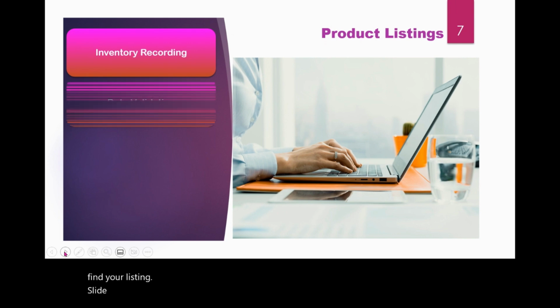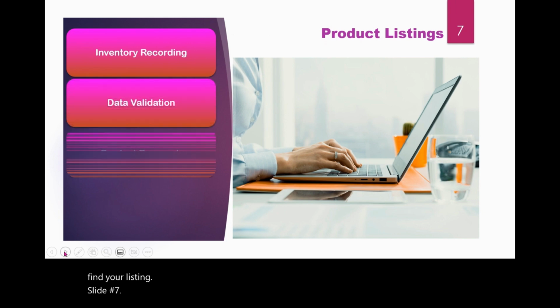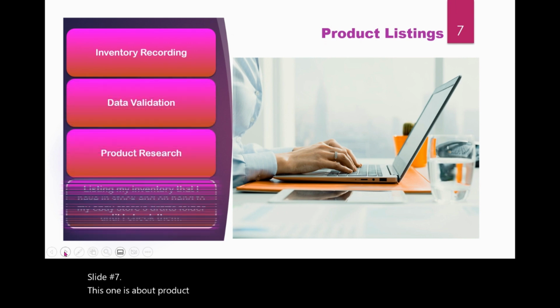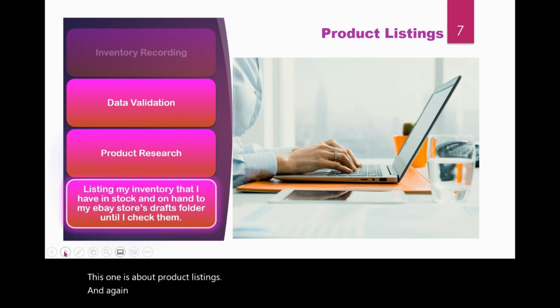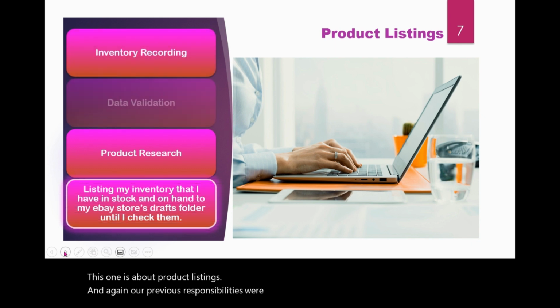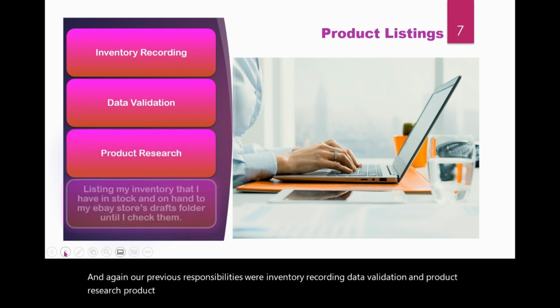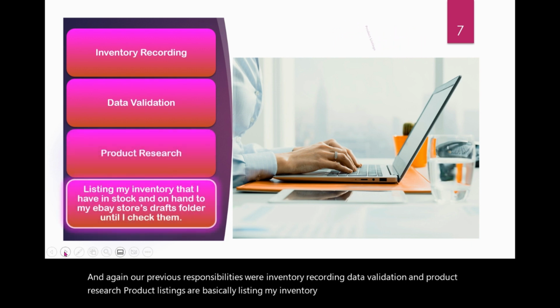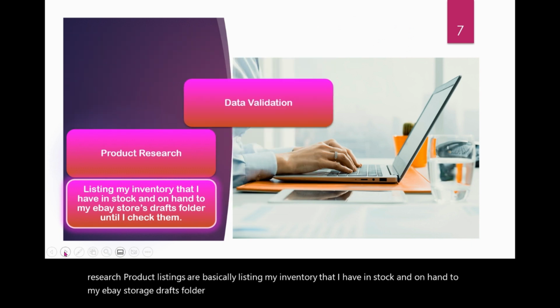Welcome to slide number 7. This one is about product listings. Again, our previous responsibilities were inventory recording, data validation, and product research. Product listings are basically listing my inventory that I have in stock and on hand to my eBay drafts folder until I check them.